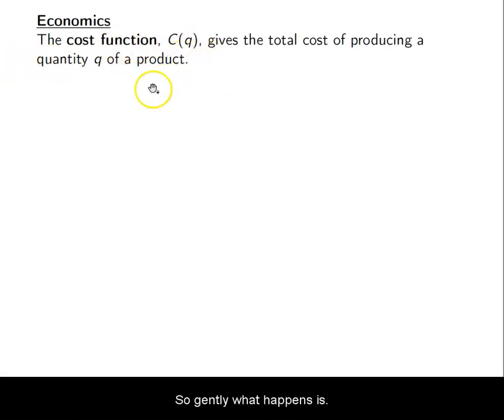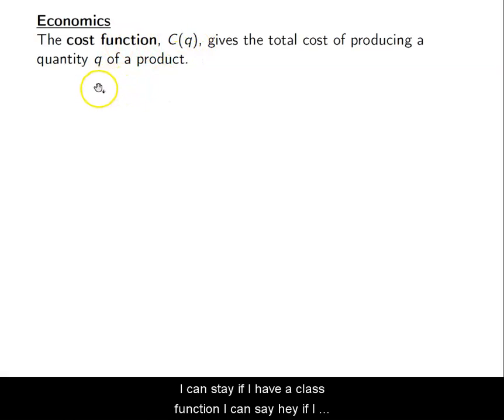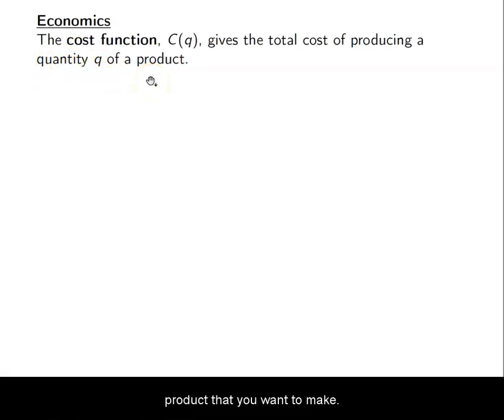So generally what happens is that if I have a cost function, I can say, hey, if I make only one of these things, how much does it cost? If I have 100 of these things, how much does it cost? Right? So your cost function should be able to take in an input where Q is the quantity of the amount of product that you want to make.